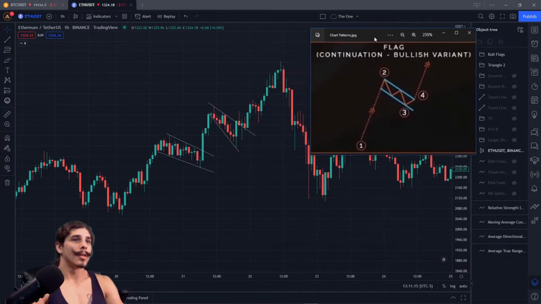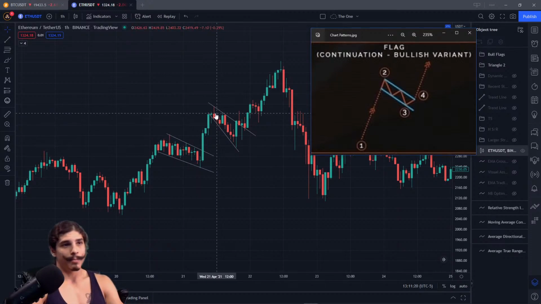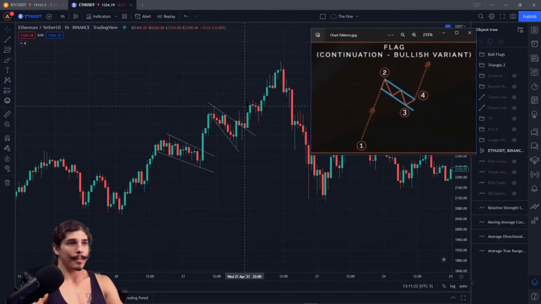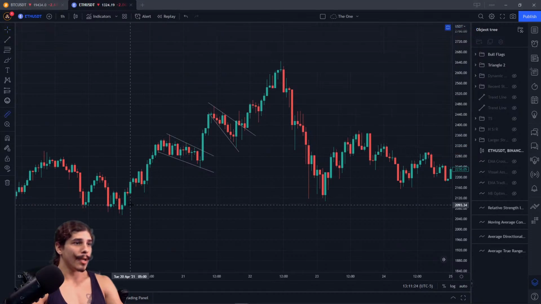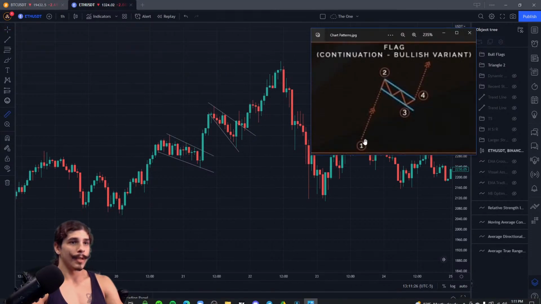Right. So price enters from the bottom. We're expecting it to exit at the top in a bullish manner. We do the same thing. We take from 1 to 2.